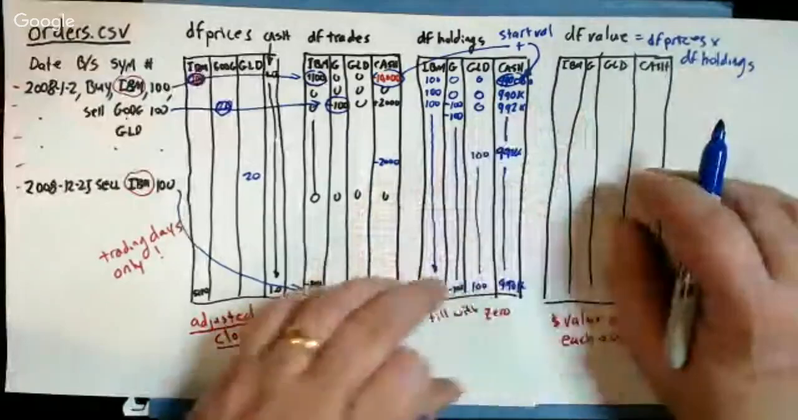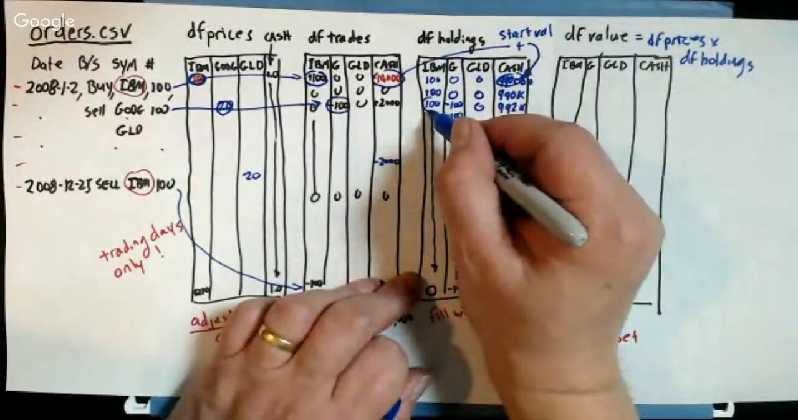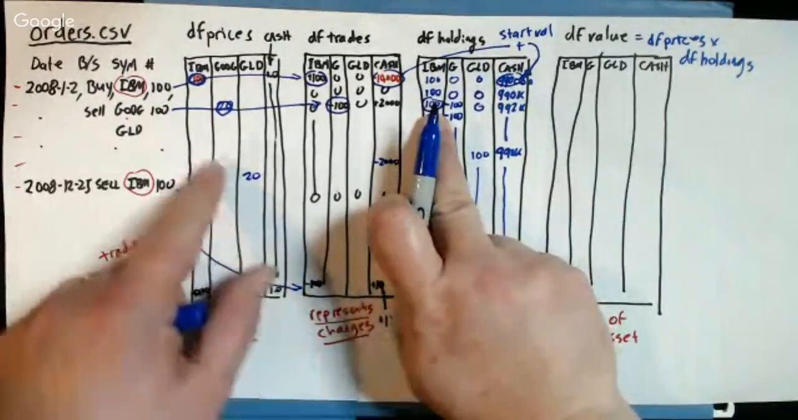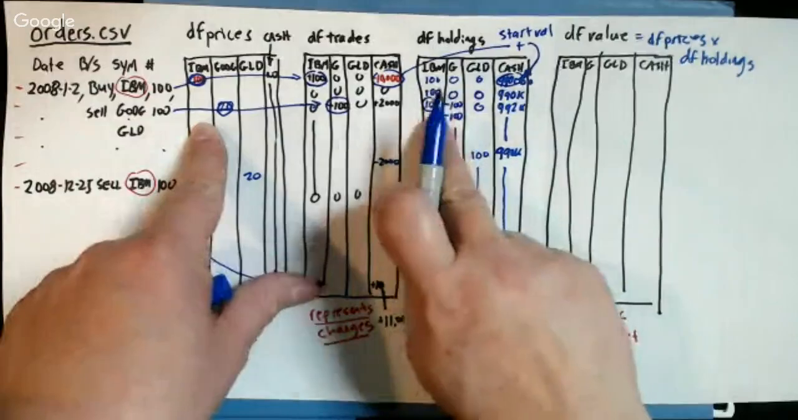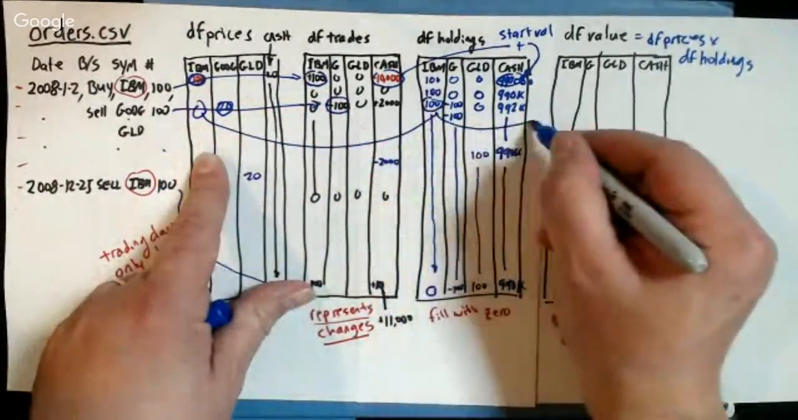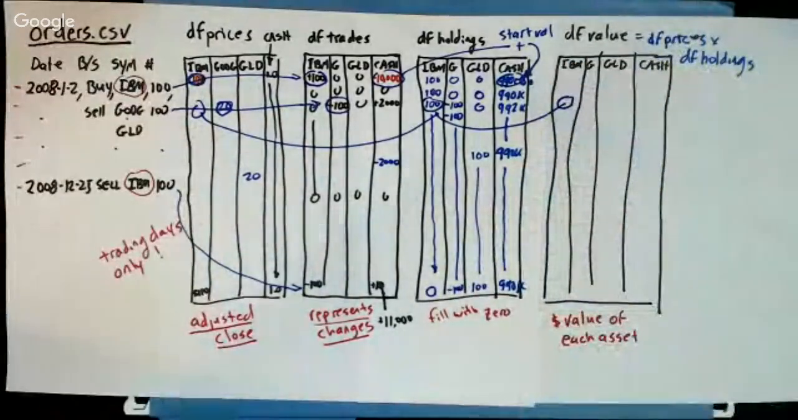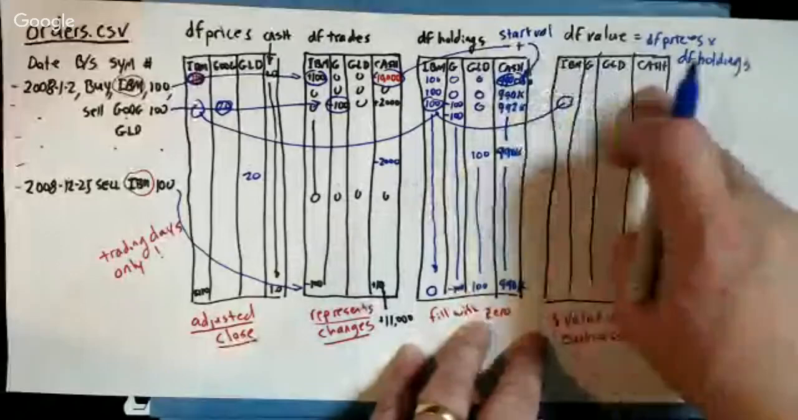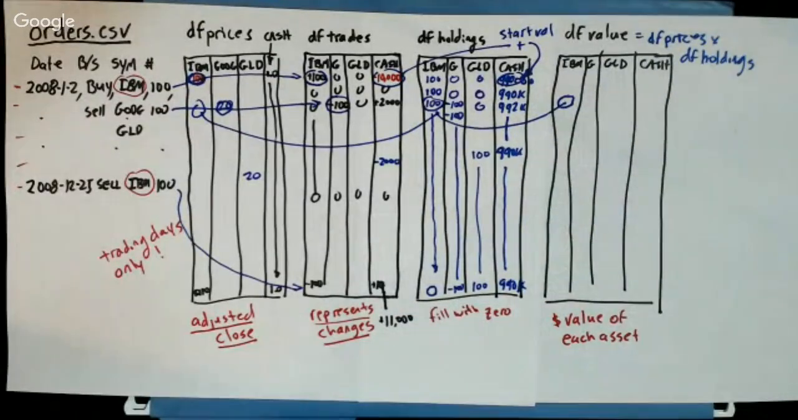So on this day, let's say we've got 100 shares of IBM. Well, how much is that worth? It's worth 100 times whatever the price of IBM was on that day. So it's this one times this one, and that goes right here. And like that for every single value along the way. So now we'll have in each one of these cells for each day the value of each of those assets that we hold on that day.